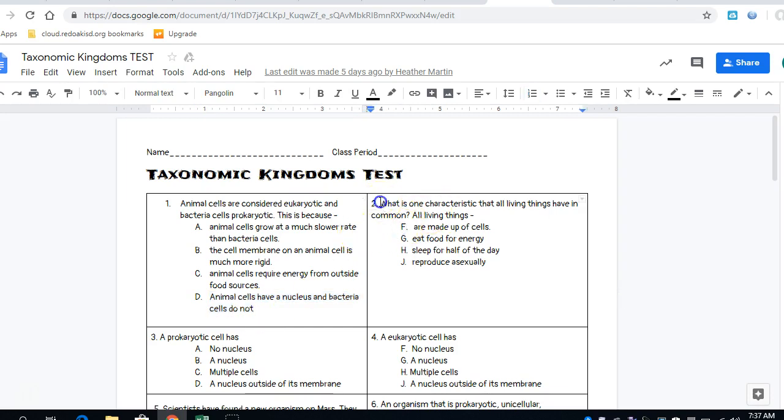Question 2. What is one characteristic that all living things have in common? All living things, is it F, are made up of cells? Is it G, eat food for energy? Is it H, sleep for half the day? Or is it J, reproduce asexually?